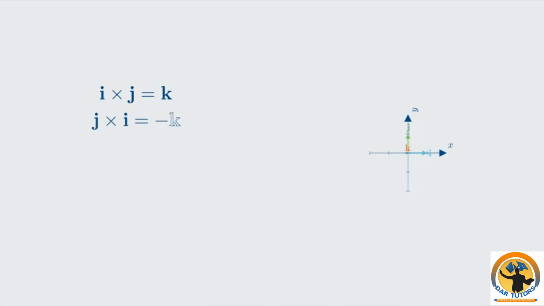Now j cross i. Point your fingers along the y-axis, j, and curl them towards the x-axis, i. Your thumb points down the z-axis, which is the direction of negative k. So j cross i equals negative k. This confirms that j cross i is the negative of i cross j.